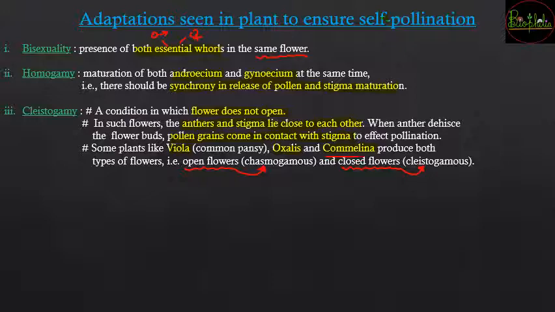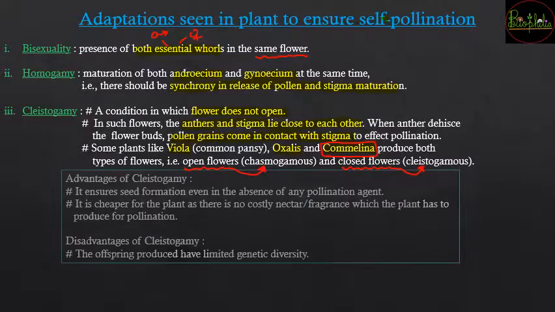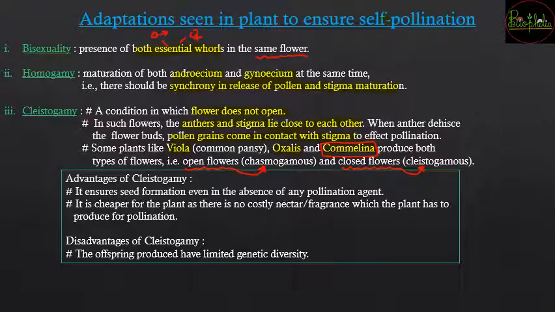So camelina is a plant wherein it is going to produce both types of flowers, that is open as well as closed flowers. Now let's see some advantages of cleistogamy. Cleistogamy, bud pollination, why is it still occurring in these plants? So the advantage is that it is going to ensure seed formation even if there is absence of any sort of pollinating agent. Suppose pollination did not happen, but still in the bud state, because of close proximity, the seed formation is going to occur.